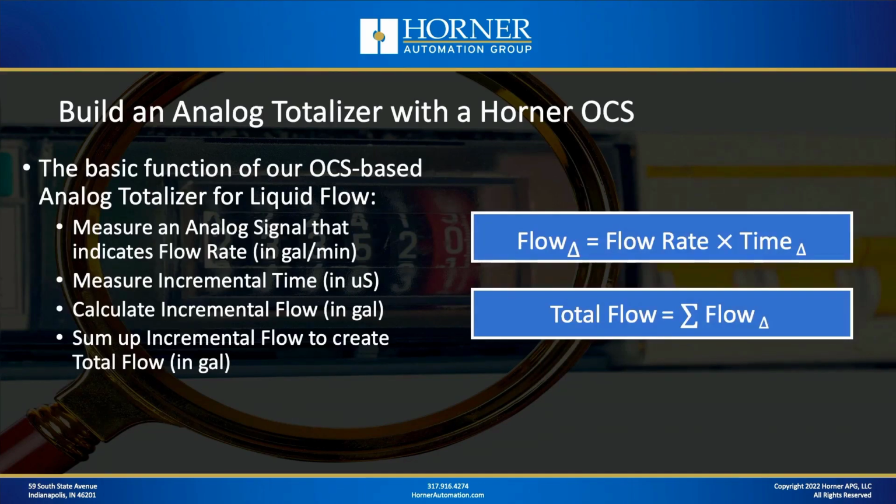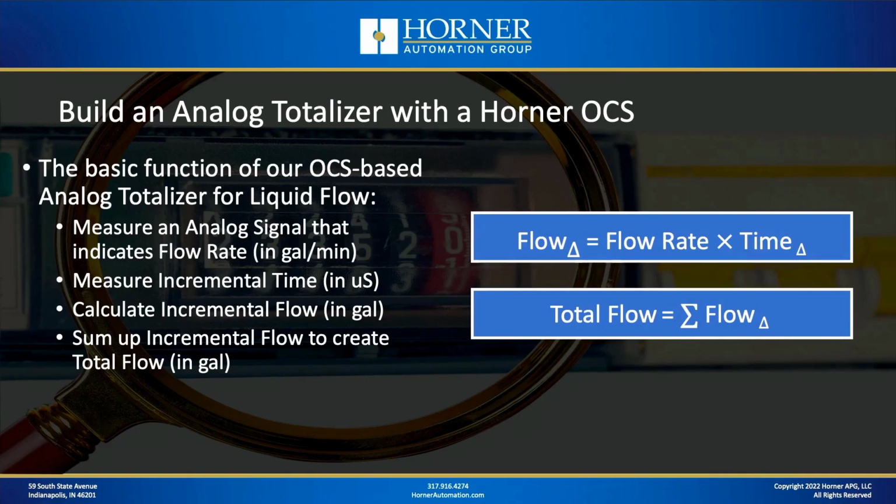The basic function of our OCS-based analog totalizer is as follows. We're going to measure an analog signal from a flow meter. Maybe it represents gallons per minute when you're talking about engineering units. We're going to measure the incremental time between analog samples. And we're going to want to do that with a fair amount of resolution because we want to have an accurate result. We don't want to miss any of the details there. We're going to calculate our incremental flow just by doing the math for the area under the curve of that individual slice. And then we're going to sum up our incremental flows, our individual slices, to create our total flow. So that's really what we're looking at here.